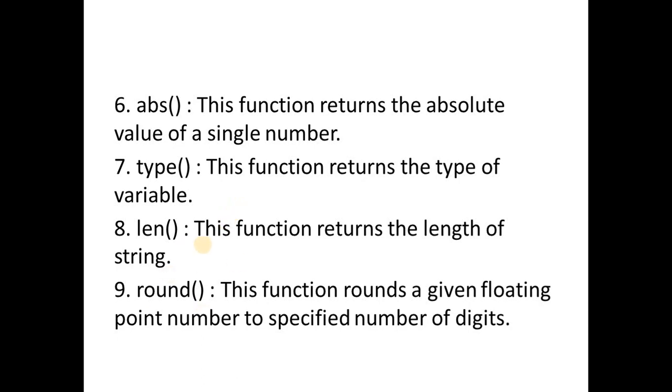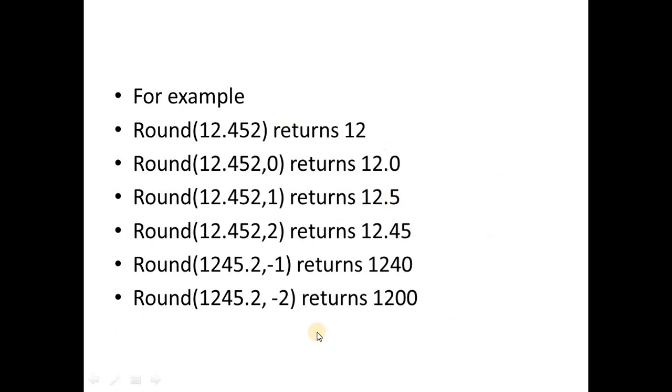Now the next is round. This function simply rounds a floating point number to a specified number of digits. Here are some examples we have written. Round 12.452, if the number of decimal places is not specified, simply returns 12. If we give 12.452, 0, it will return 12.0, that means now it returns a floating point number, whereas earlier it returned 12. Round 12.452, 1 means we want to round off to 1 decimal place. Next example, 12.452, 2: we want to round off to 2 decimal places.